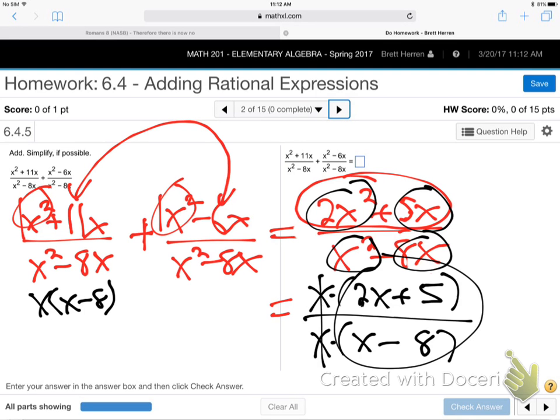Other questions on that one? Good. They're going to get harder than this. This was an easy one as well because the bottoms were already the same. Everybody see that? The truly hard ones are when the bottoms are not the same. These bottoms were already the same. They already had common denominators, right?